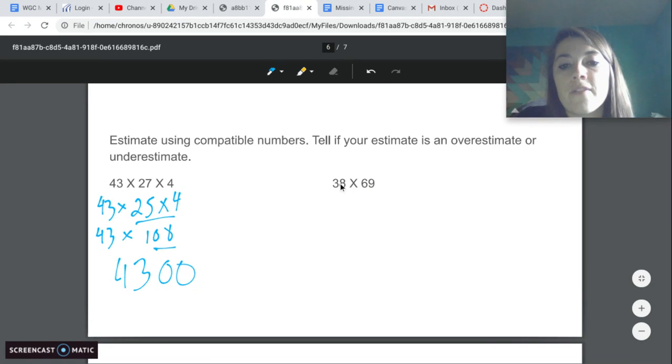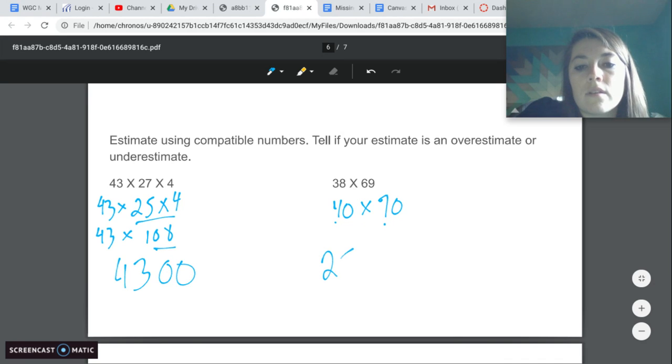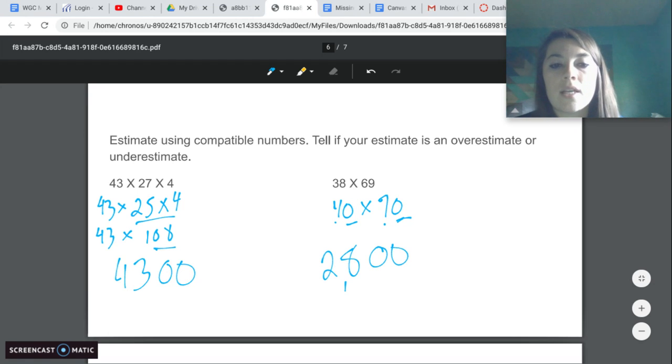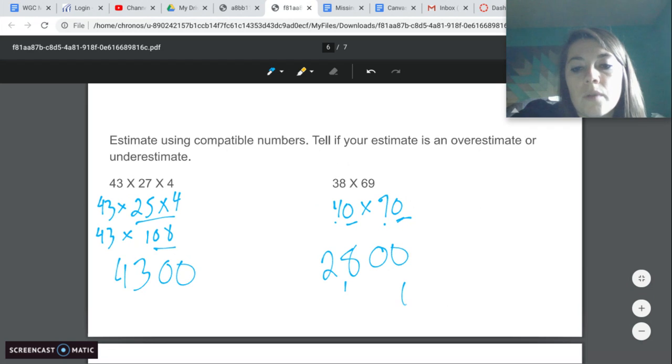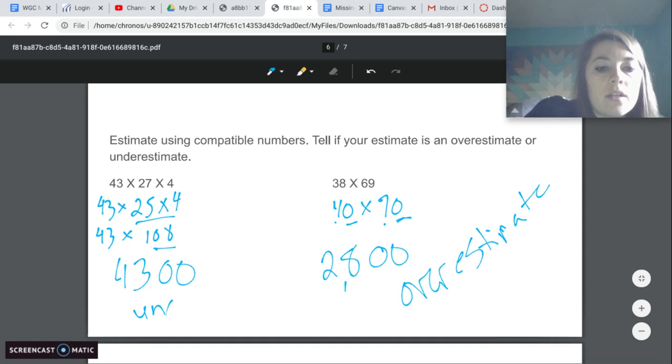All right, here we have 38 and 69. We can take this to 40 times 70. 4 times 7 is 28, and we have 2 zeros, so 2,800. Now this one, we took both numbers up, so this would be an overestimate. In this one, we actually dropped our value down, so this is an underestimate.